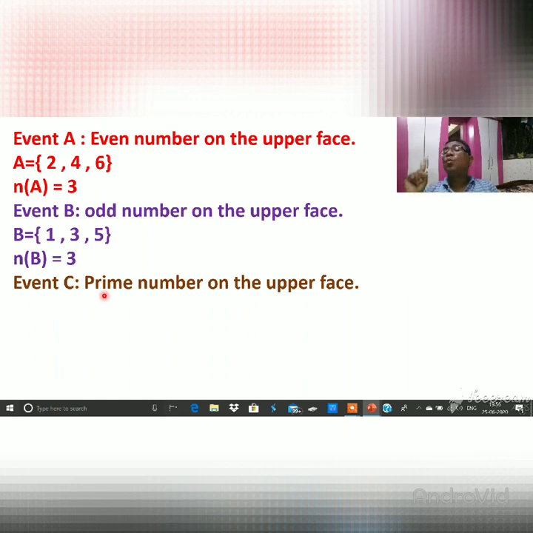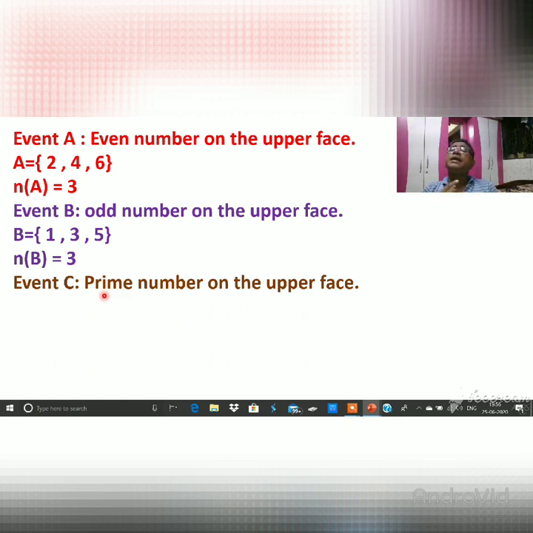But there is one doubt. Remember that 1 is not a prime number. One is not a prime number, because with the help of 1, we can find out prime numbers. In 6th standard, you are learning mathematics, Euclid's. The mathematician Euclid says, with the help of 1, we can find out the prime numbers. So 1 is not a prime number.